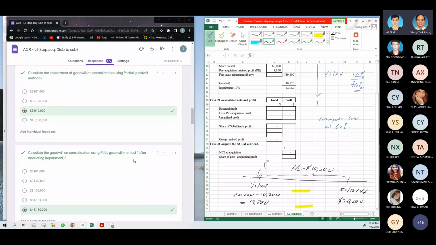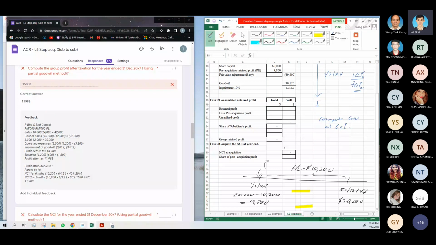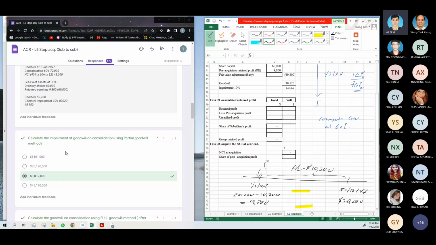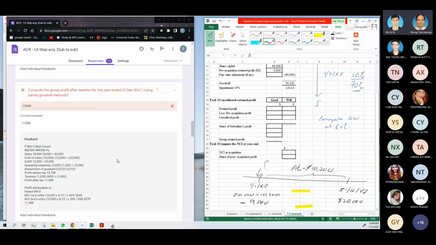So full goodwill, partial goodwill, group profit after taxation. It's a bit complicated, so you have to do all the full steps, because you have to compute the impairments and the operating expenses. I think your mistake is you didn't take out the impairment. Jiayan, do you know why your group profit after taxation is different? Yes, 3012. You forgot to deduct goodwill impairment.